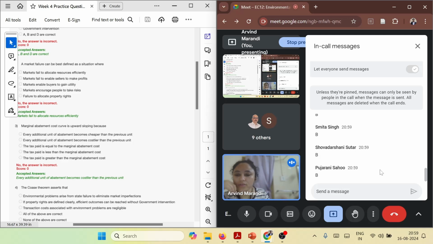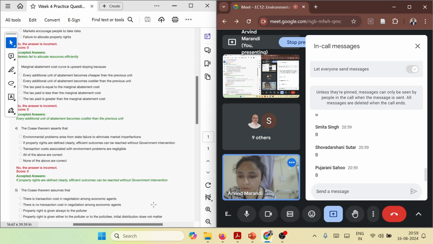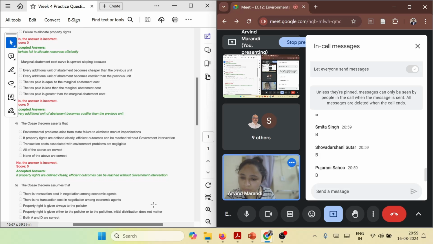So that is what I've just said, that Coase theorem proposed that when there is a proper property right defined, then efficient emission will happen, optimal emission will happen without government intervention. So that is the correct answer. And then the assumption of Coase theorem. Question number five.